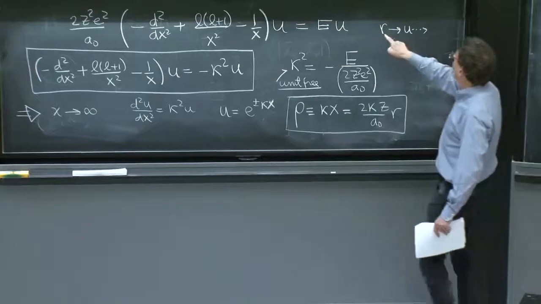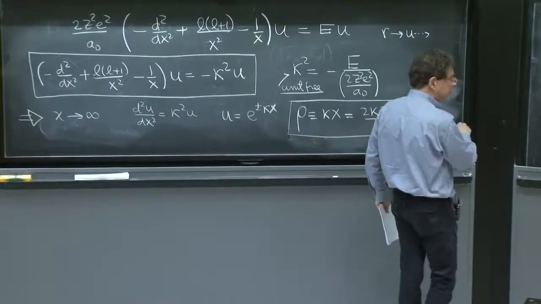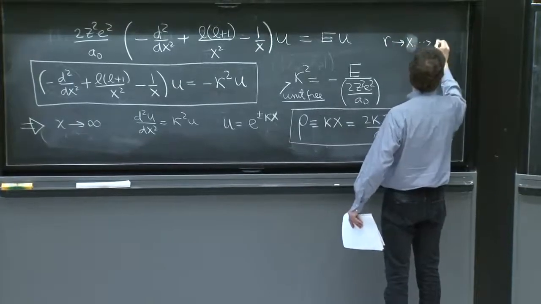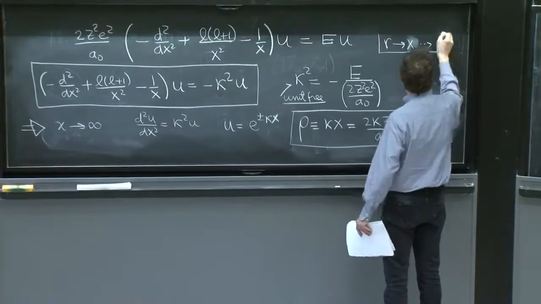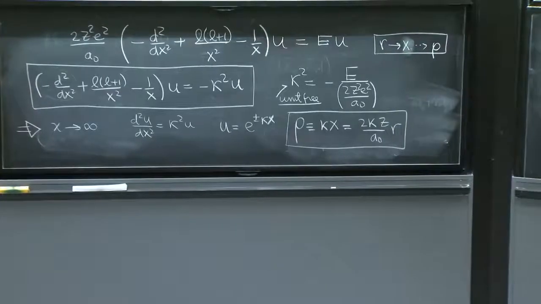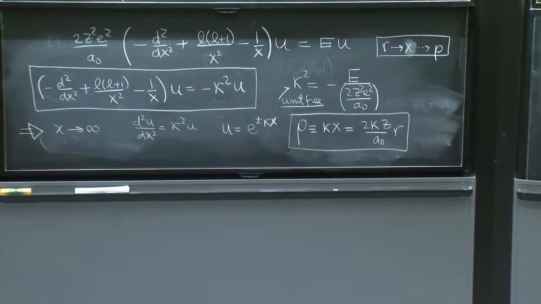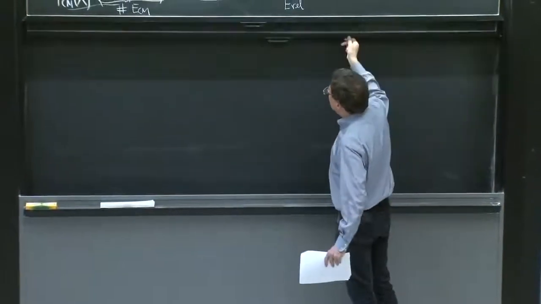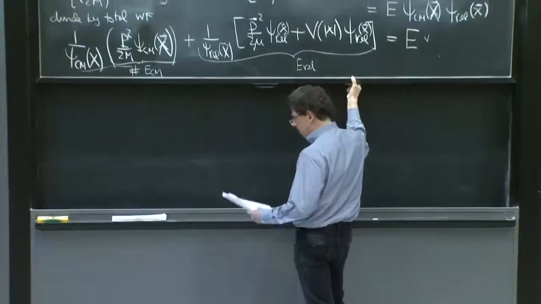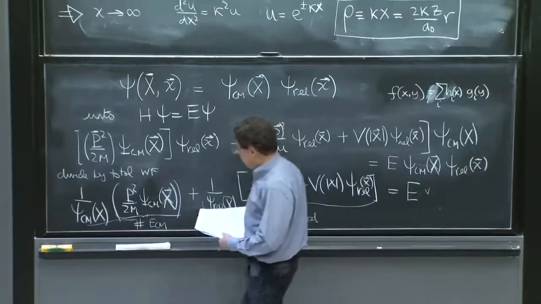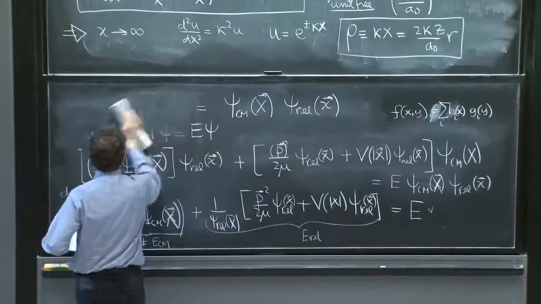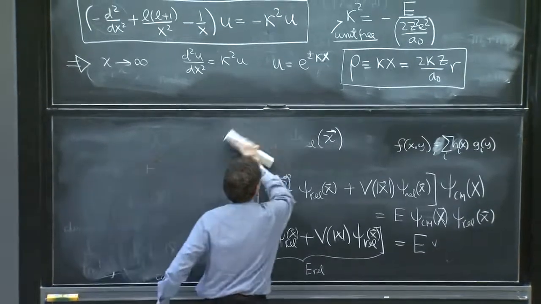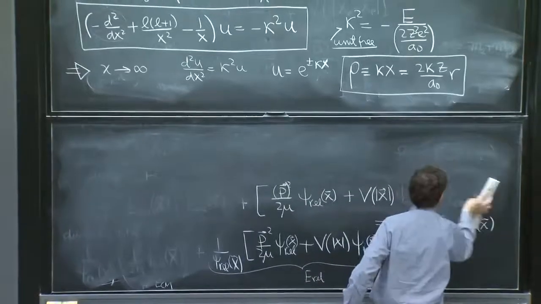So from r, we've gone to x, and now we've gone to rho. And a new variable over here. So what happens to the differential equation? Well, it's going to be a little better, but in particular, the solutions may be a little better. But here it is.